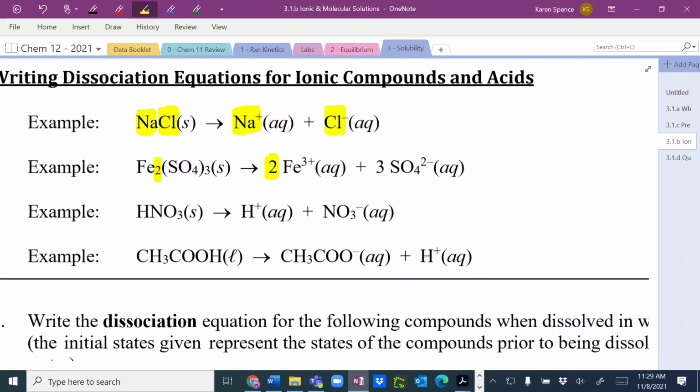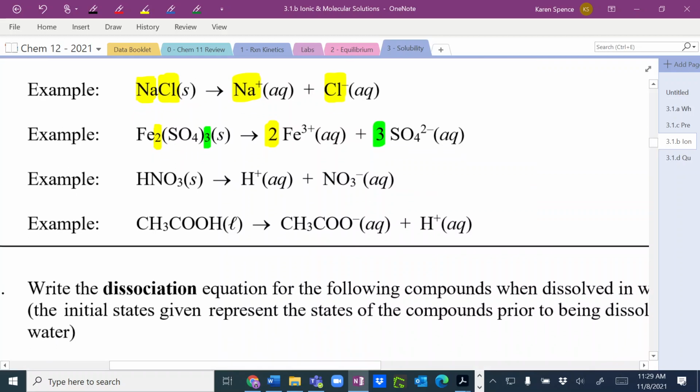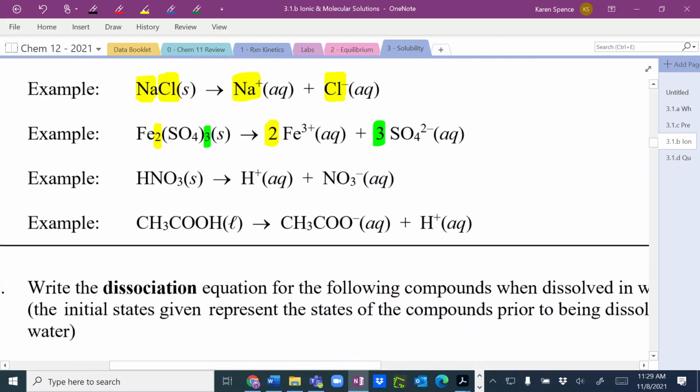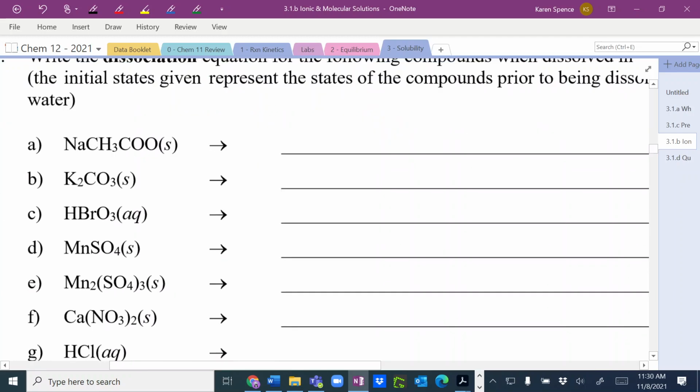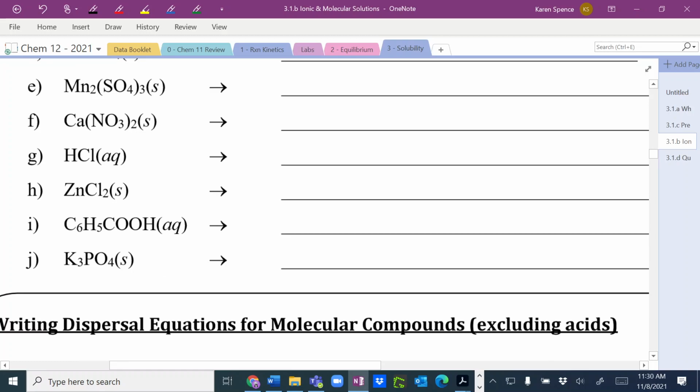Okay? And similarly, if we have our little 3 down here, that becomes a 3 in the front. Okay? And don't forget, acids come apart, right? We get our H plus and our H plus. And if you have a COOH acid, what comes off? The H at the end. Okay, so you're going to be able to write dissociations for those.